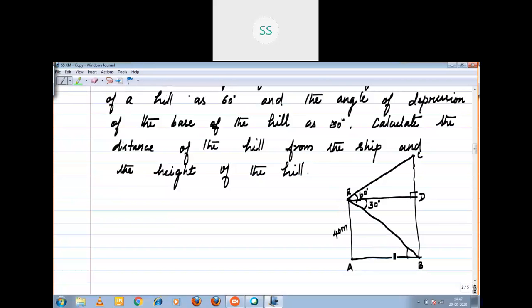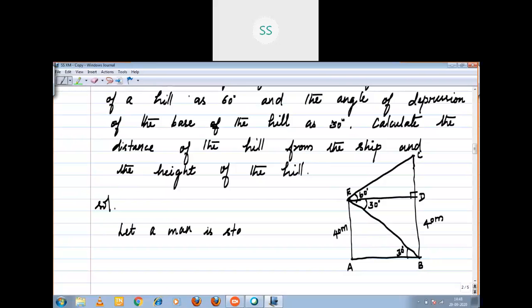ED and AB are parallel. BE acts as a transversal. So what angle does it make? 30 degree, alternate interior angles. Right. AE and BD are equal. So BD equal to 40 meter. Sometimes the diagram represents the bases, that is ABDE. Sometimes it may be a square or it may be a rectangle. Whatever it is, opposite sides are equal. That concept you have to use. Right?